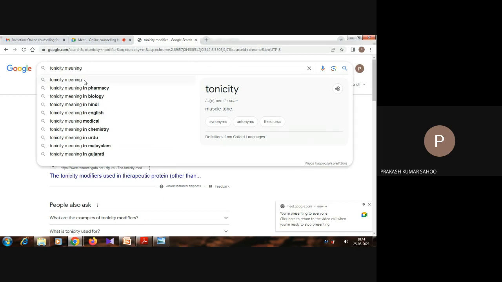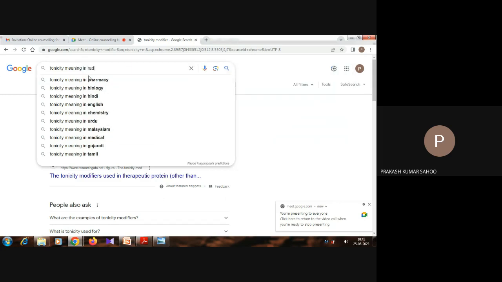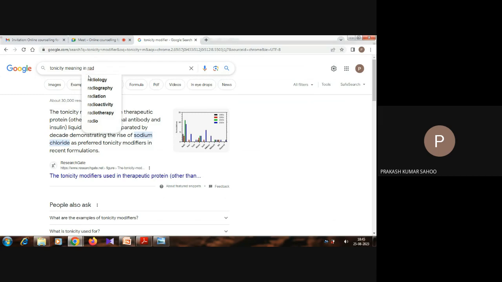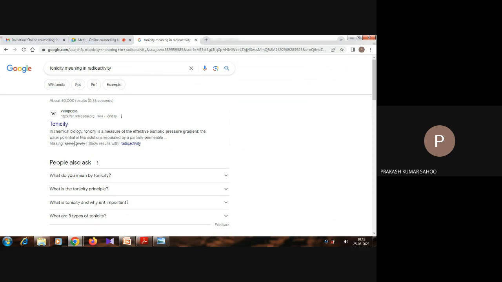Tonicity meaning in radioactivity. It is the medical application that measures the effective osmotic pressure of the gradient. Yes, this is a relative osmotic pressure. This is related to osmosis, where a semi-permeable membrane allows only the solvent particles, and will not allow the solute particles to pass through the semi-permeable membrane.